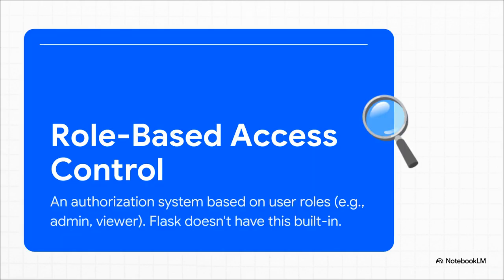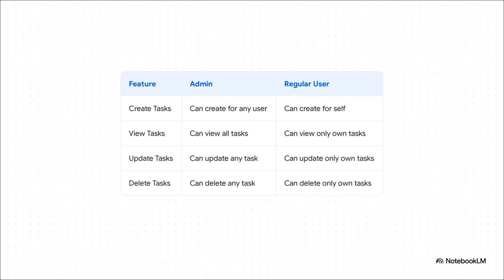The standard industry-wide solution for this is something called Role-Based Access Control, or RBAC for short. It's pretty straightforward. You define roles, like admin or regular user, and then you assign specific permissions to each of those roles. And surprise, surprise, just like with password handling, this is something Flask expects you to build. It's not included in the box. And here's a perfect, simple example of RBAC in action. Let's say we have a to-do list app. An admin can delete anybody's tasks, but a regular user can only delete their own.